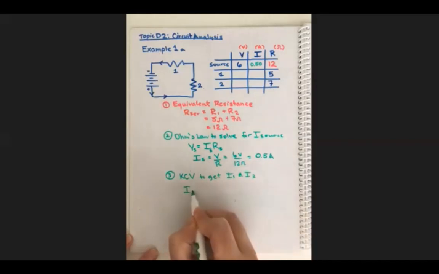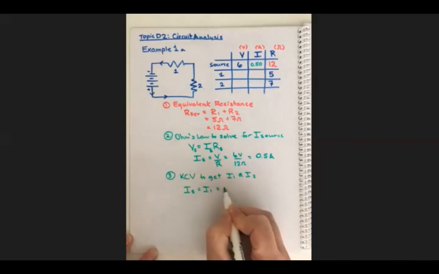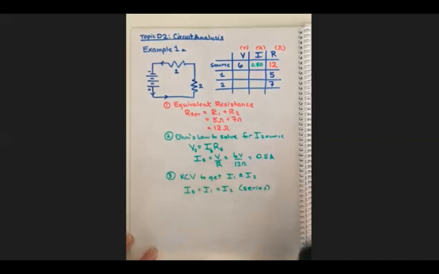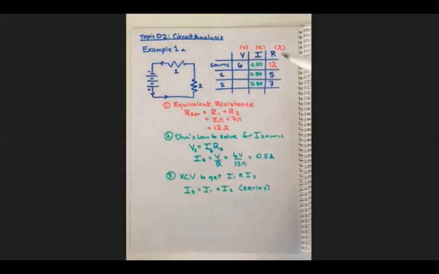So the current to the source is equal to the current through 1, which is equal to the current through 2 because they are in series. And I don't even have to write numbers to that. You do have to record something to show your process work for that. So you can just fill down the column for current.